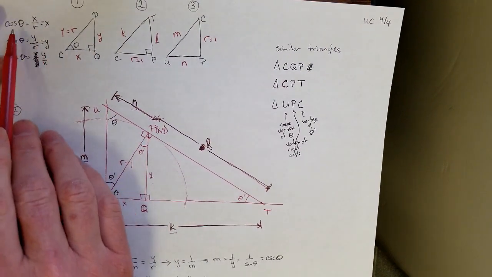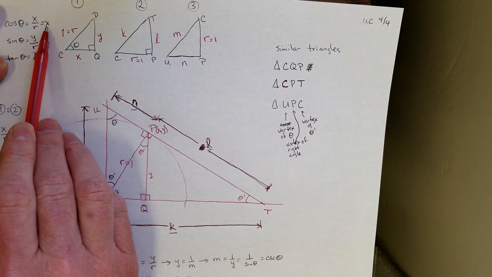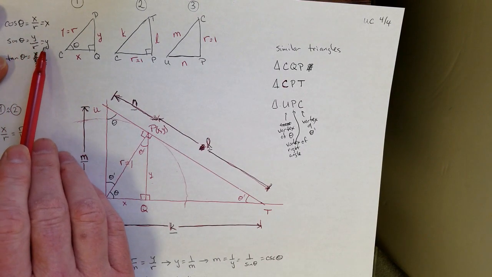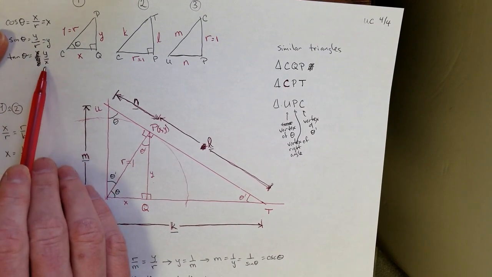Also, a couple other definitions here. The cosine of theta is x over r, which is just x. Sine of theta is y over r, which is y. And tangent of theta is y over x.